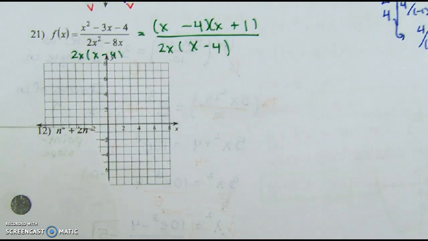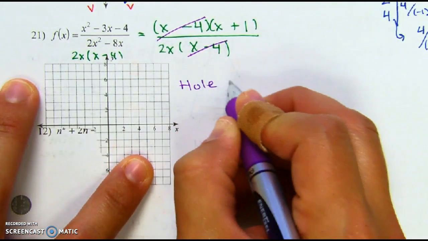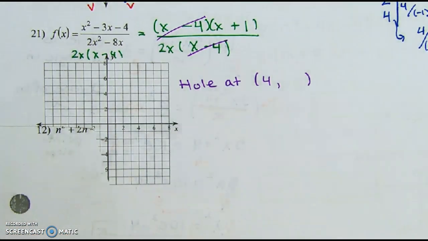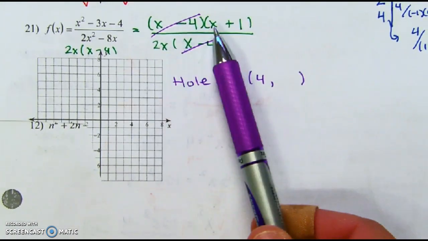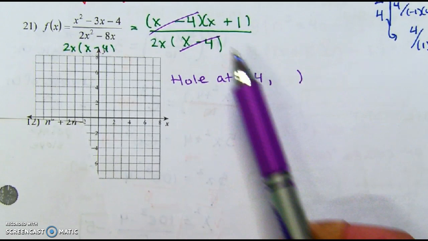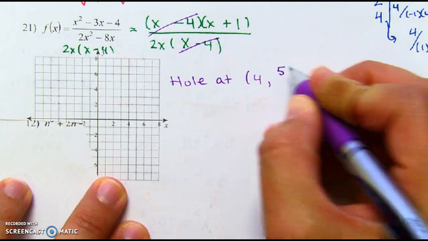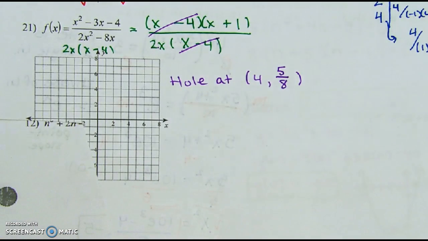All right. Does a factor cancel? When a factor cancels, what does that give you? A hole at 4. Do you remember, how do you find the y value of the hole? We plug 4 into the leftovers. So when you plug 4 into the leftovers, we get 4 plus 1 is what? 5 over 2 times 4 is 8. Fantastic. There's our hole.